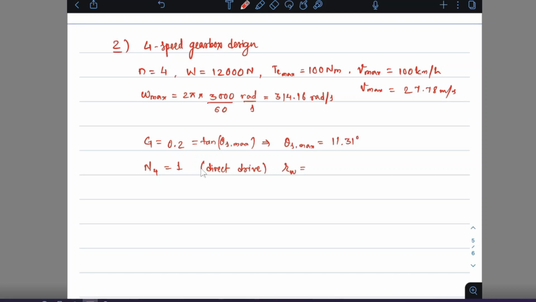Radius of wheel is told to be 0.3 meters. Transmission efficiency is given at 95%. And we have been advised to ignore the wheel slip ratio as well as the rolling resistance as 0.